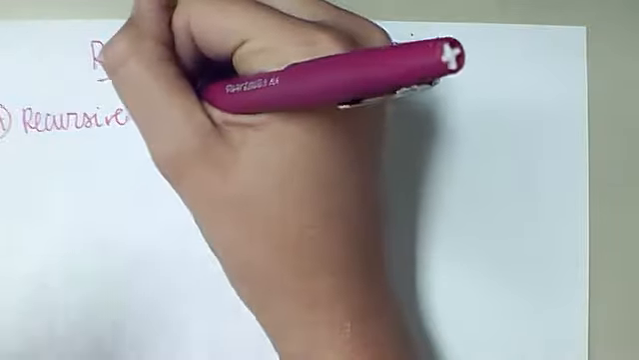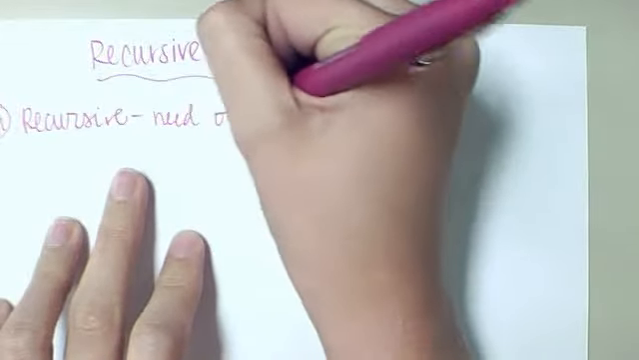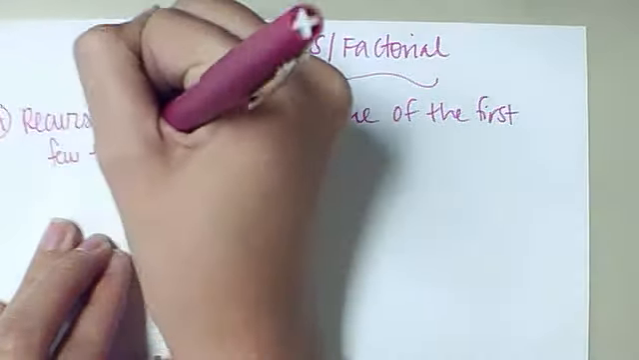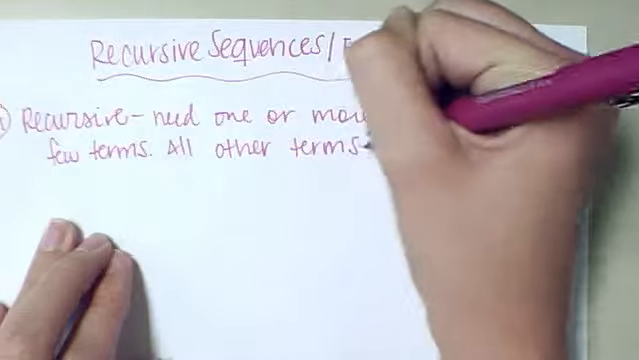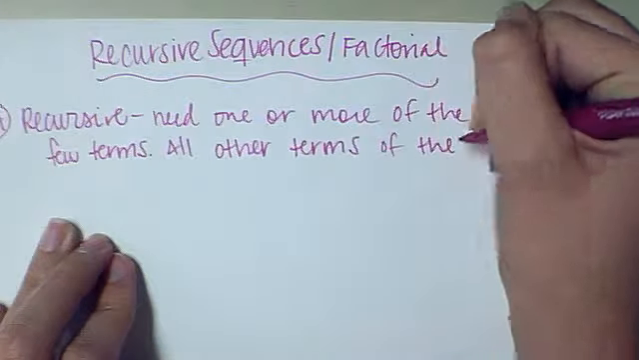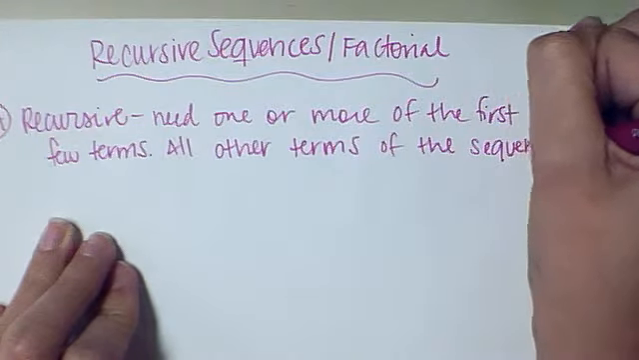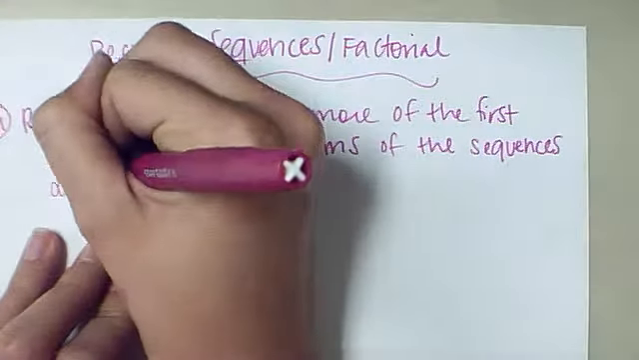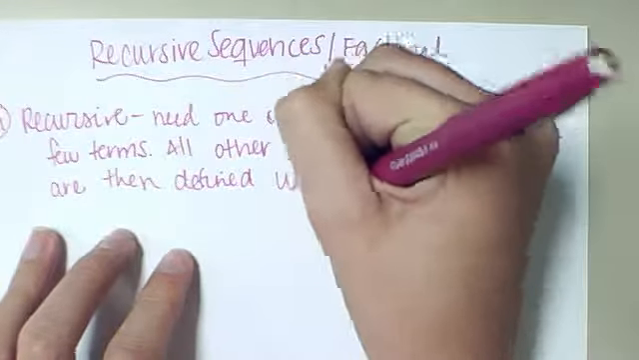A recursive sequence needs to be given one or more of the first few terms. So you need one or more. All other terms of the sequence are then defined using previous terms.